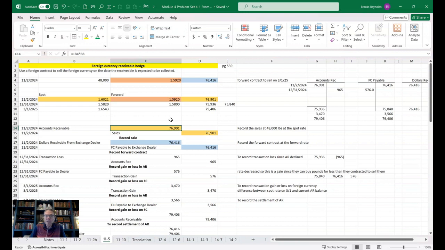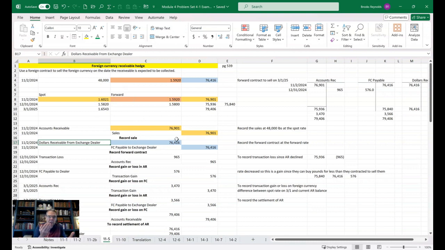So as the exchange rate changes, we're going to have to make that adjustment when we measure the balance sheet. The other thing we're going to do is, again, we have executed an agreement where we are going to sell 48,000 pounds to a dealer. So we're going to receive 48,000 pounds.